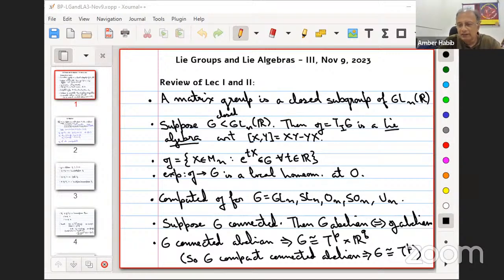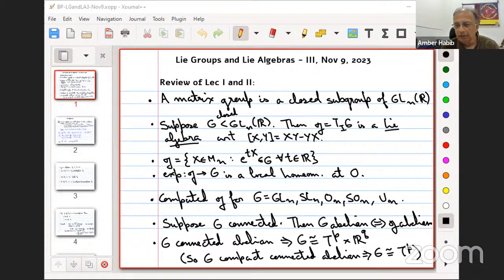Okay, so first slide as usual, we'll have a quick review of things done before. It will be very brief. So first, we have been talking about matrix groups. These are closed subgroups of the general linear group. Then we have observed that if you have such a matrix group, then the tangent space at identity is a vector space, and in fact, a Lie algebra. The Lie algebra part means that it is closed under this bracket operation, x bracket y equals xy minus yx.